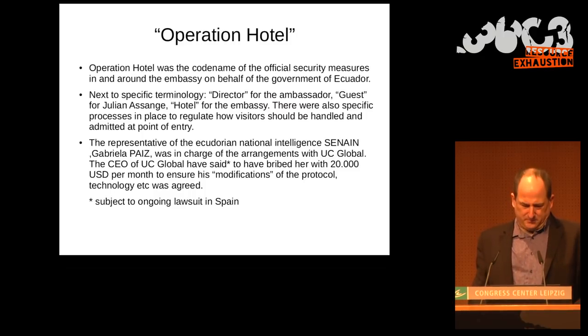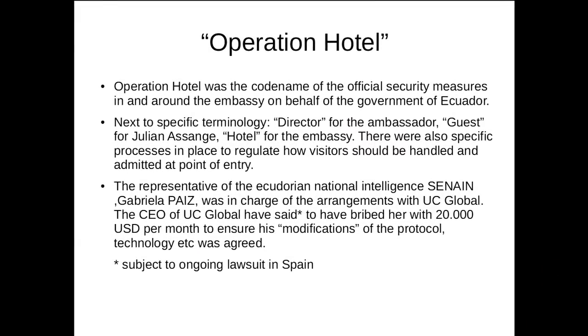Operation Hotel was the code name of the official security situation. So they had their own terminology. Director was the ambassador, guest was Julian Assange, hotel was the embassy, and they of course had specific processes in place for how visitors would be accepted. Most of the time they needed to be signed off by the ambassador, so the ambassador had to allow someone into the building in the first place, and how they would be treated, how their passports would be checked, their electronics would be taken, and so on.